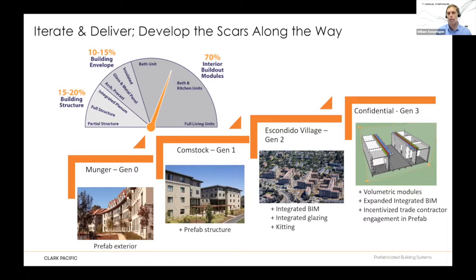And we talk about scars a lot and developing the scars along the way. It's about failing fast, integrating our teams, and improving. And there really are a lot of scars over this last decade as we work through the complexity of how we continue along this journey.